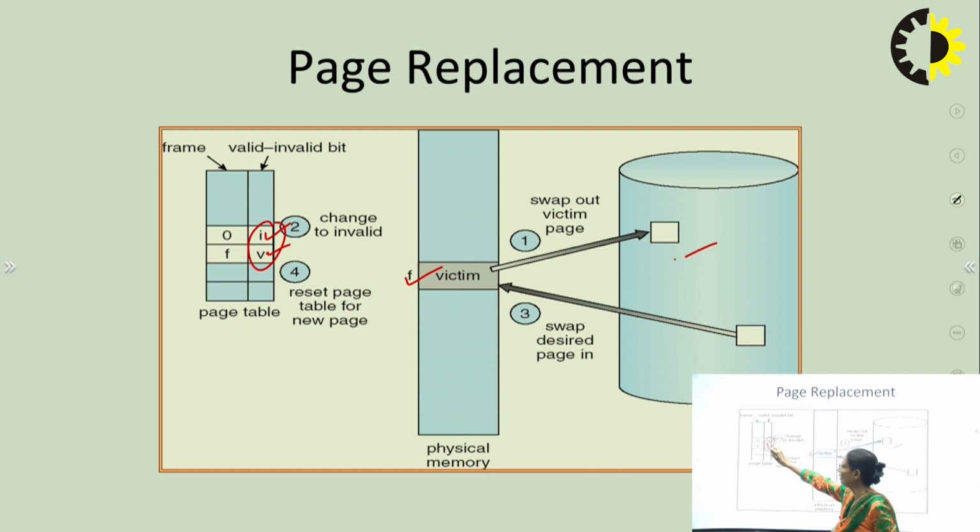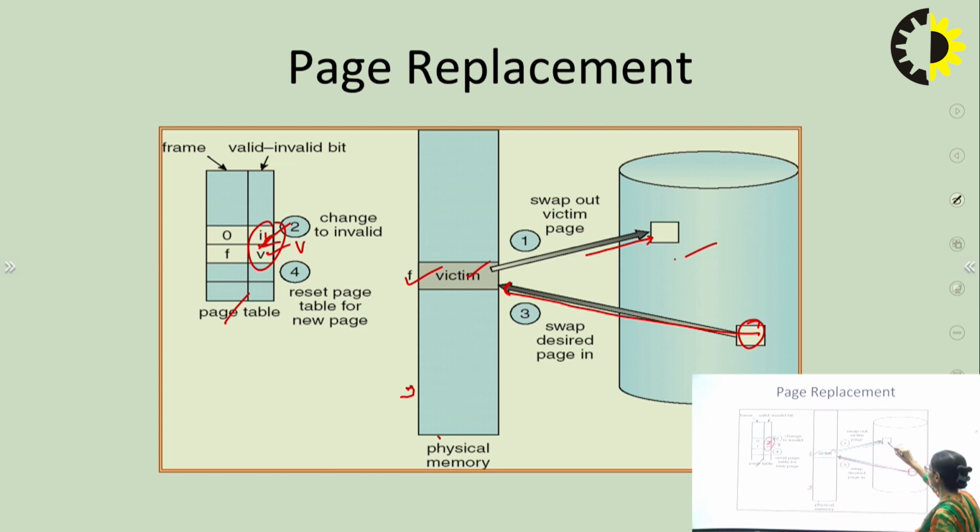So if we find the valid bit is I, then in that case we select a victim page. Now this victim needs to be swapped out to the virtual memory, and the page which we desired is swapped into the physical memory. We will update the table, that is, we will change the I bit to V bit, and we will change the internal table of the process which has this particular victim page. And once all the page tables have been updated, we will restart the logic of the process.